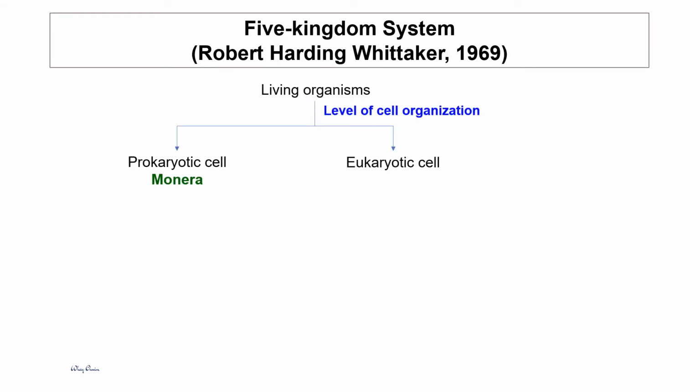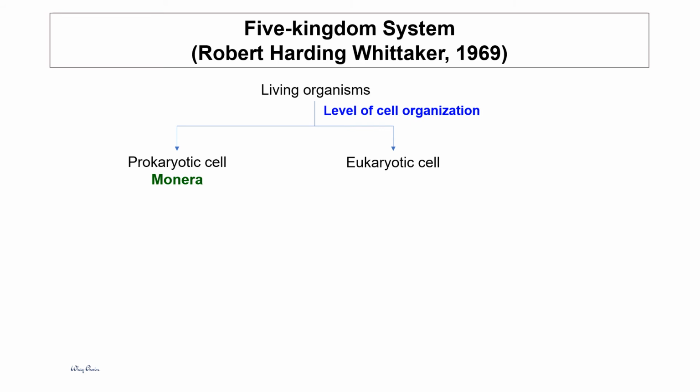The 5-kingdom system was proposed by Robert Harding Whittaker in 1969. He studied living organisms based on a few criteria and classified them. Firstly, he focused on the level of cell organization. Are the living things prokaryotes or eukaryotes? If they are prokaryotes, or they consist of prokaryotic cells, they will be grouped under kingdom Monera.